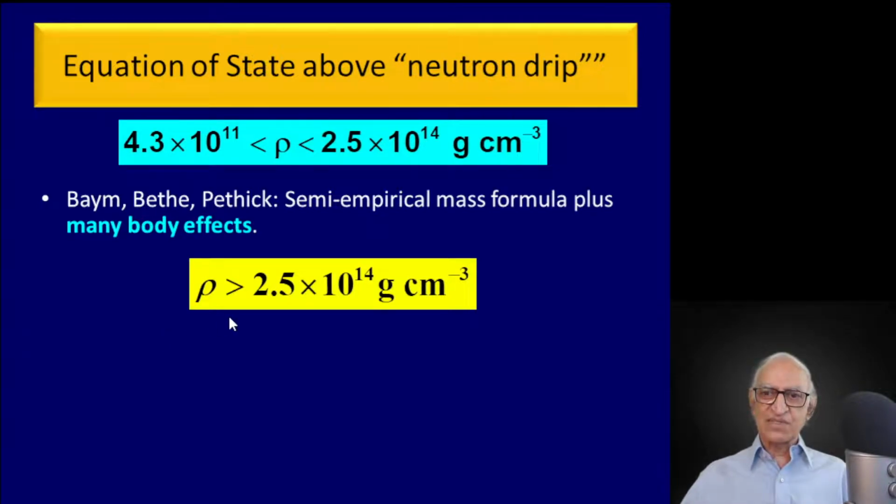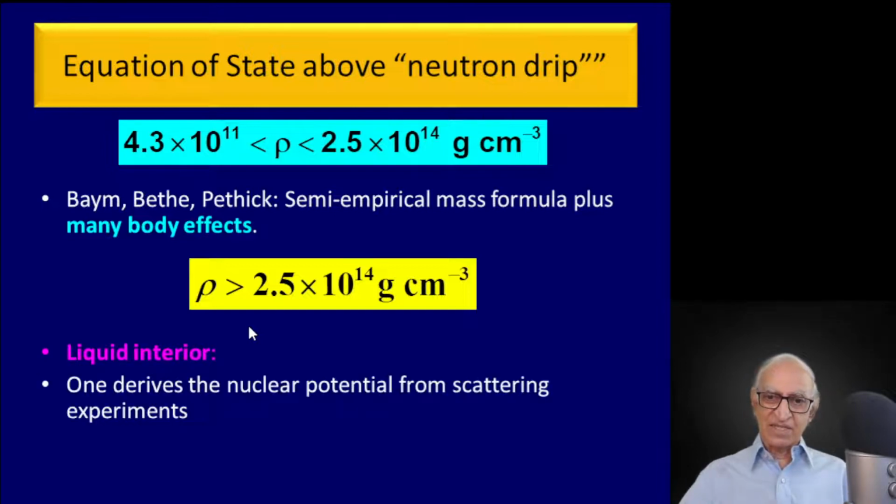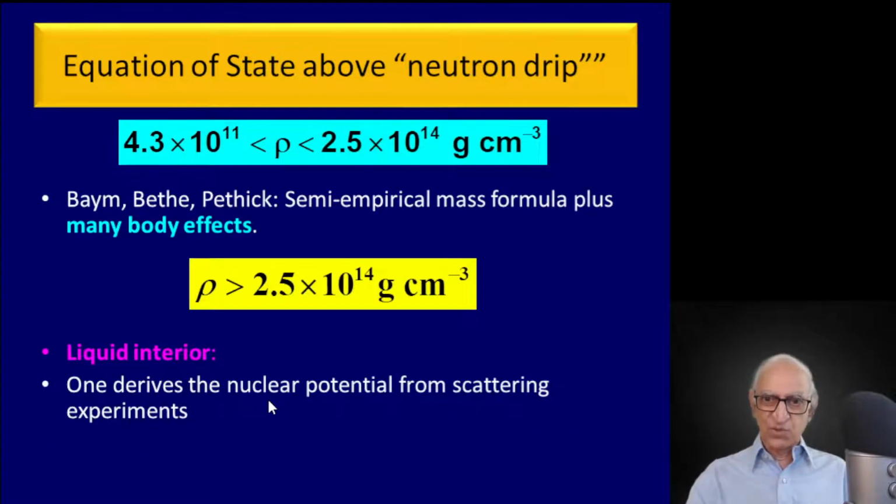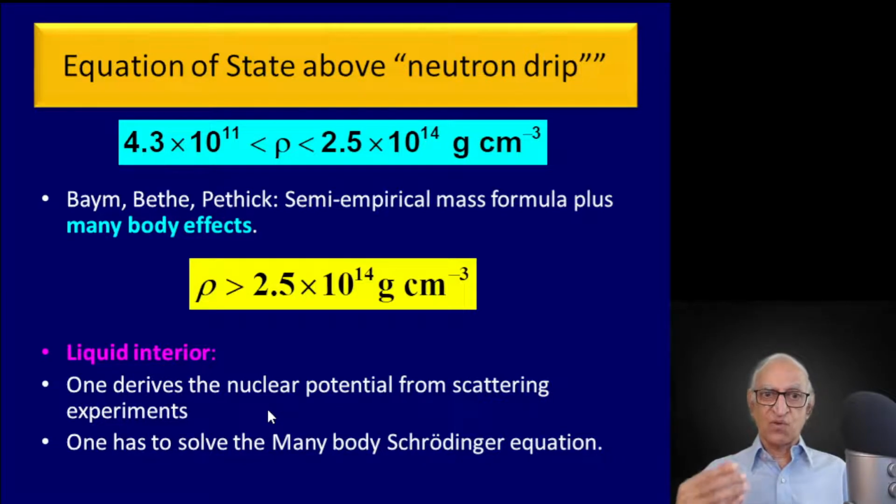Then you say, let's go to a density greater than the nuclear density and come to the core, the neutron, proton fluid core, the liquid interior. How do you calculate the energy in the liquid interior? You calculate that energy the same way as you calculate the energy of the nucleus. You calculate the energy of the nucleus by scattering experiments, shooting one nucleus against the other, and deriving the internucleon potential energy V as a function of R. And that tells you how to calculate the energy. You do the same thing. And then you have to solve the many-body Schrödinger equation because this is a quantum problem.